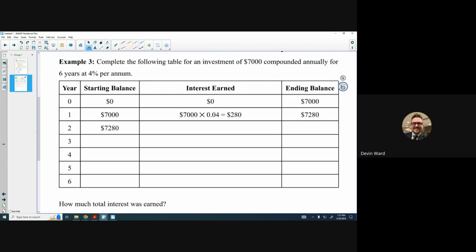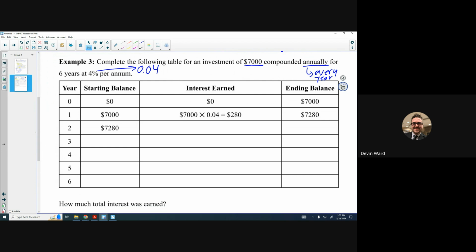Okay. So we have an investment of $7,000 compounded annually. So we're just looking at the end of each year. Okay. Annually, every year. For 6 years at 4% per annum. So I have it up to 6 years, 4%. As a decimal would be 0.04.